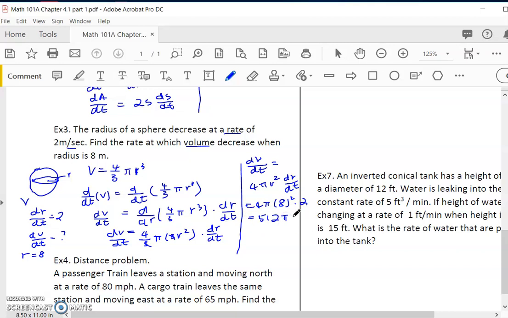So it's 512 pi. And what is the unit? It is a rate, so it will be per second. What per second? Volume. Volume will be meters cubed per second. So the exact value is 512 pi meters cubed per second. For an approximate value, you can multiply by pi. It will be 1608.5 meters cubed per second.